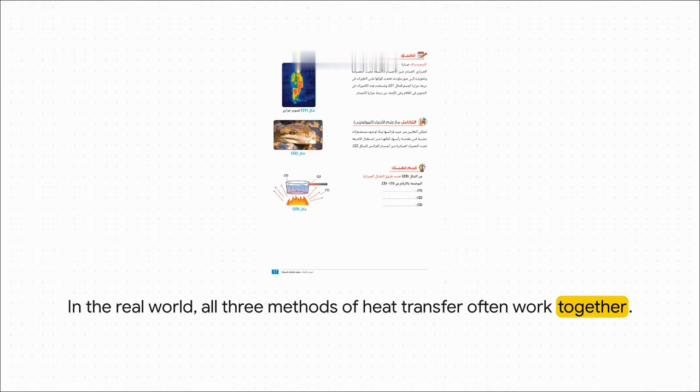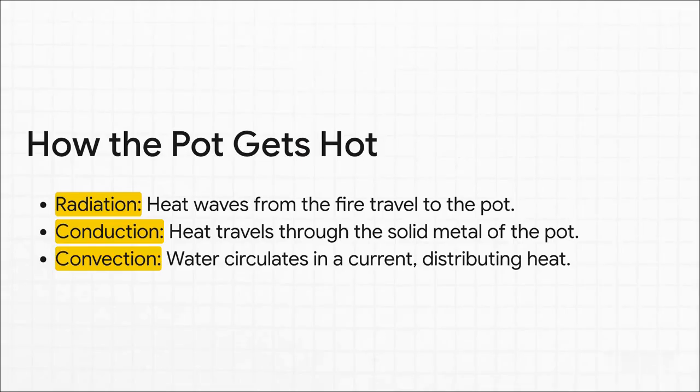We asked how the heat gets from the flame to the water at the top. Well, now we have all the pieces to solve that puzzle. First, the fire radiates heat waves through the air, warming up the outside of the pot without even touching it. Then, conduction takes over, as that heat travels through the solid metal of the pot's base and up its sides. And finally, inside, the water at the bottom gets hot, becomes less dense, and rises, kicking off a convection current that swirls around and distributes the heat through all of the water. It's a perfect three-part system.